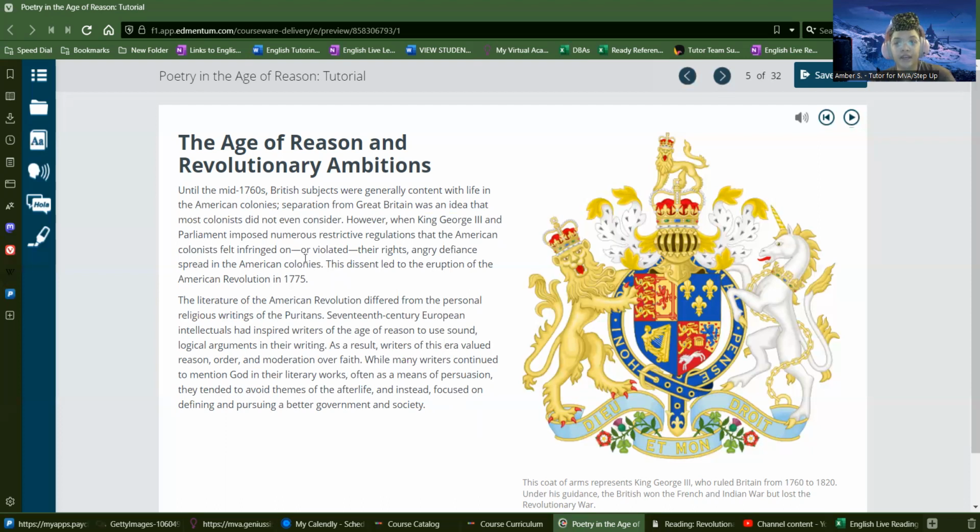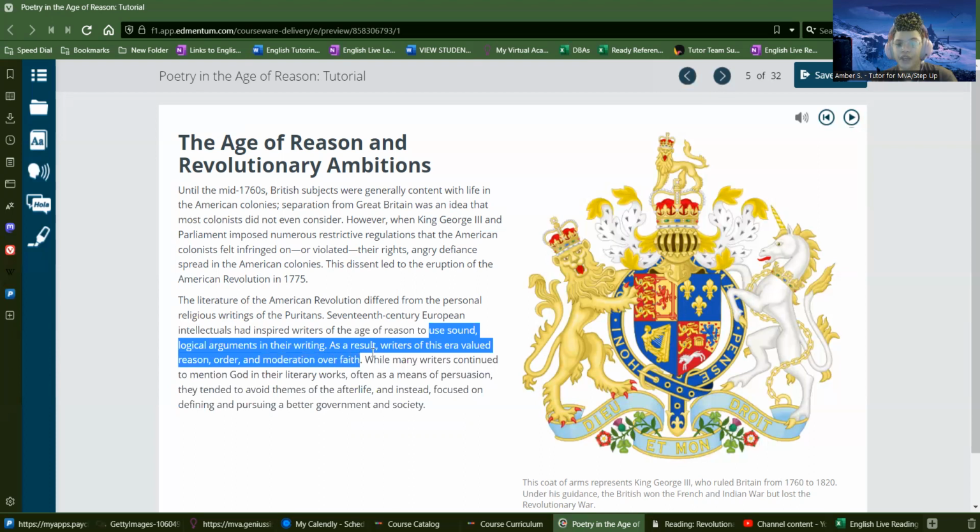Now, the writing at the time, you have to remember, was influenced a lot by the people who wrote in the 17th century, that's the 1600s, and they argued with logically structured arguments. They talk here about using sound, which means reasonable, logical arguments in their writing. As a result, writers of this era valued reason, order, and moderation over faith.